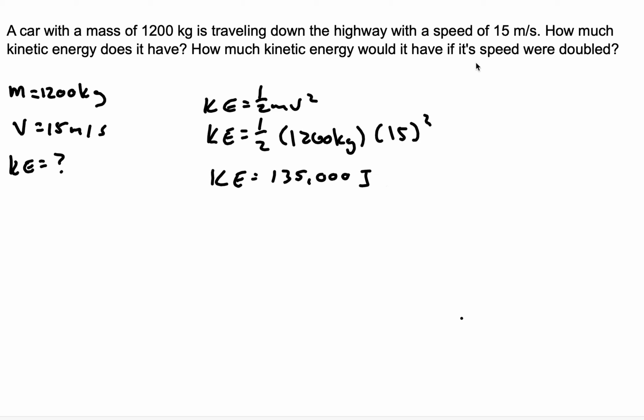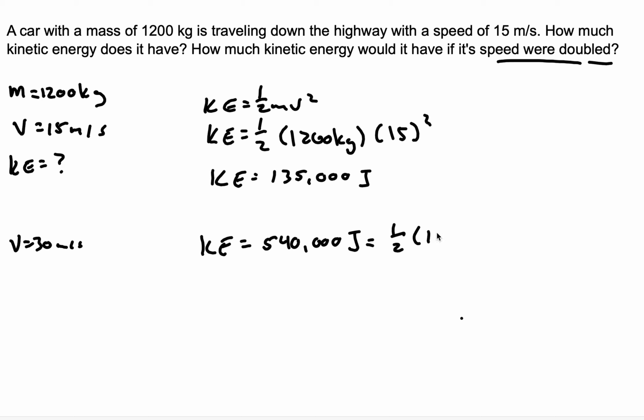Okay, and then the second part asks, what if its speed were doubled? So instead of being 15, what if the velocity was 30? Now, if what I told you before is correct, for part 2, the kinetic energy would quadruple. If I double the speed, I quadruple the kinetic energy. So it should end up being 540,000 joules. And we could confirm that by taking 1/2 times the mass times 30 squared. So someone punch that in. I could already tell you it's going to be right. Yeah, that's right.